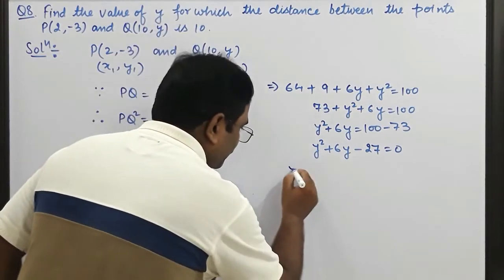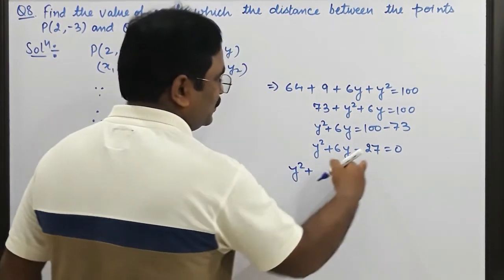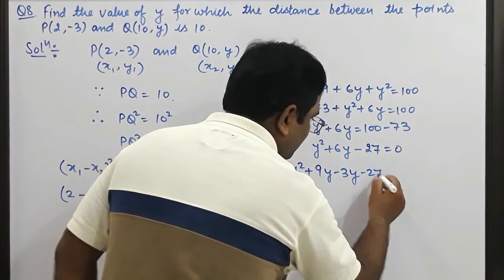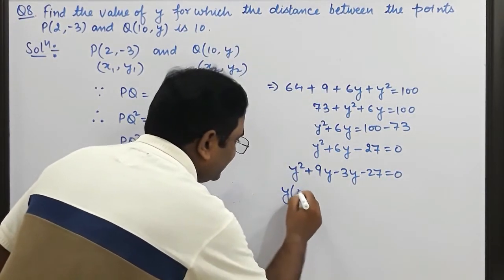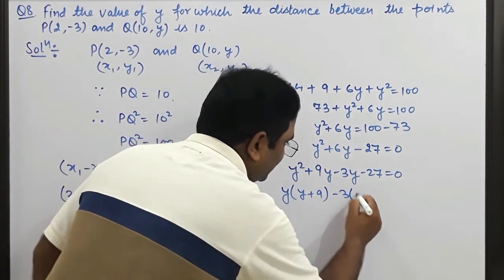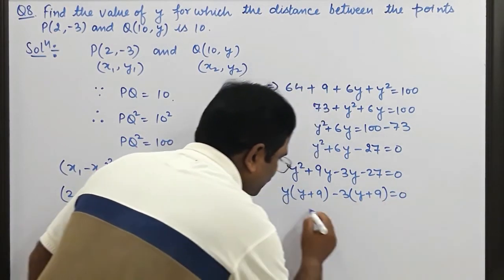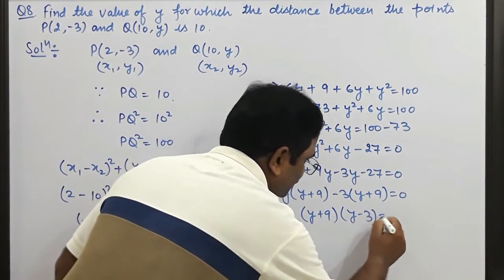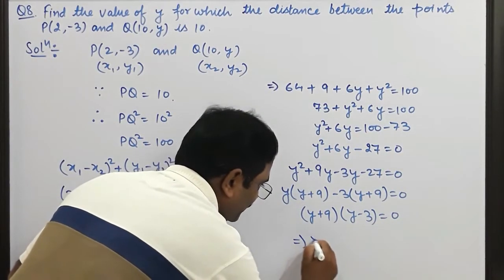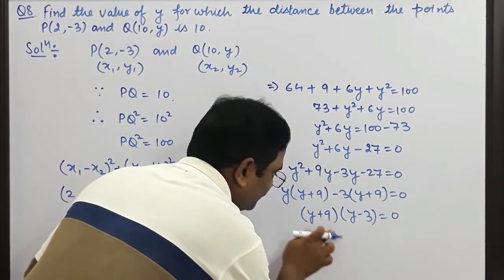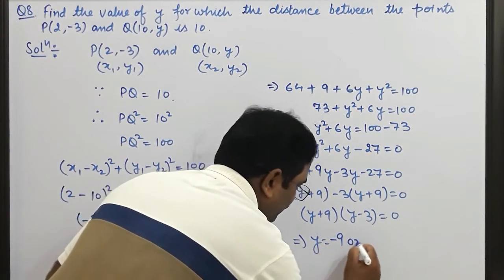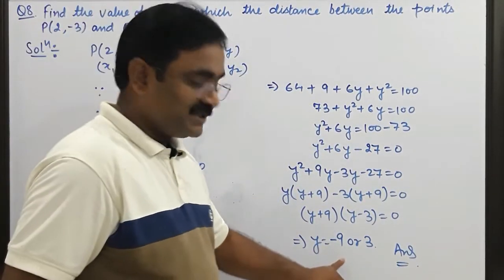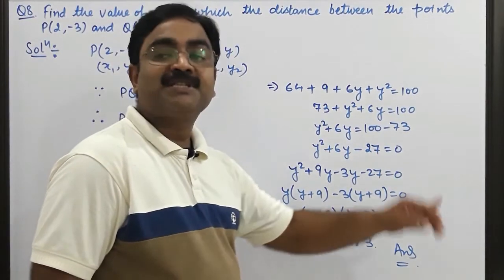You can write it as y square plus 9y minus 3y minus 27 equals 0. So y plus 9 minus 3 y plus 9. So its factors are y plus 9 and y minus 3 equals 0. So the value of y can be minus 9 or it can be 3. It's our required answer. y can be minus 9 and y can be plus 3 also.